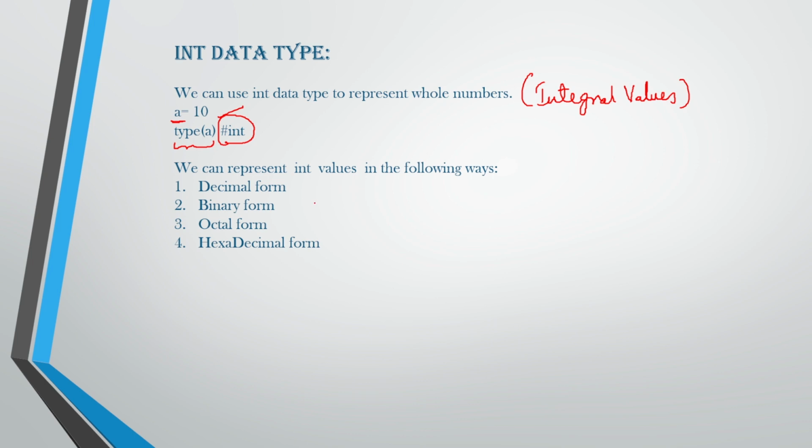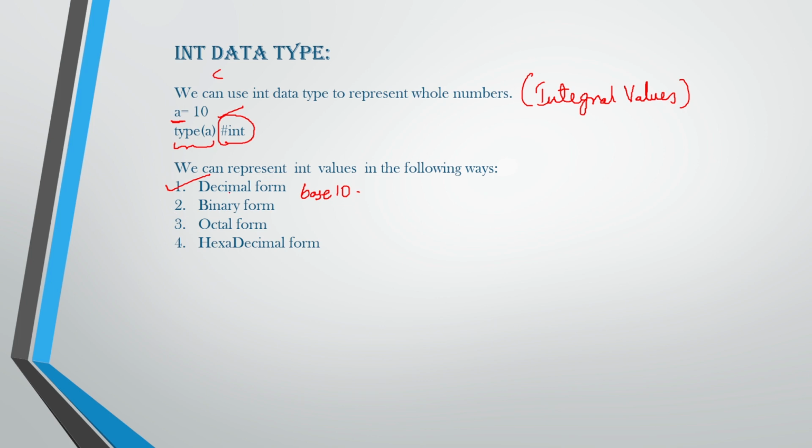Here we can represent the int values in the following ways: decimal form, binary form, octal form, and hexadecimal form. Let us see them in detail. The first one is the decimal form. It is the default number system in Python. A decimal form is also known as the base 10 form.